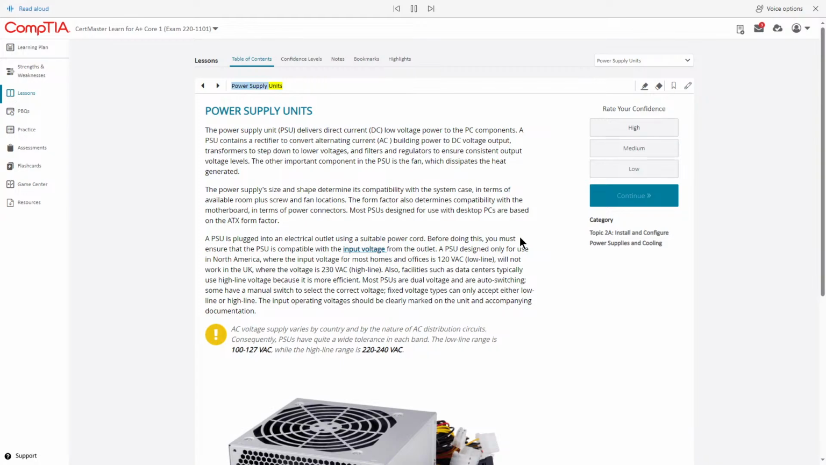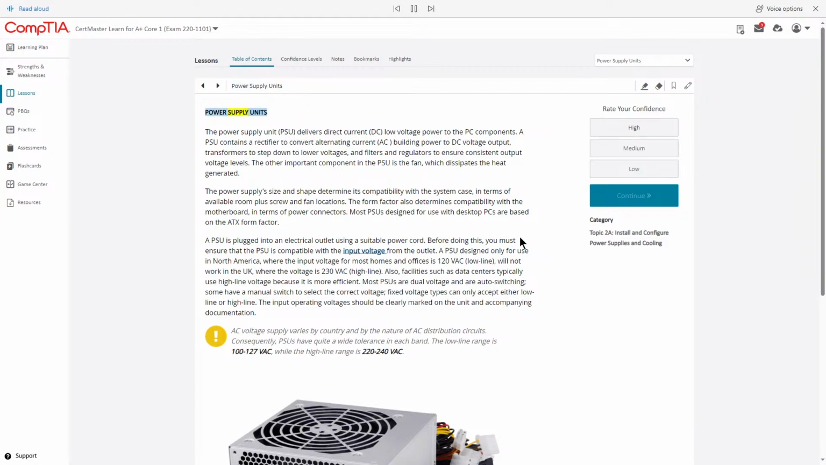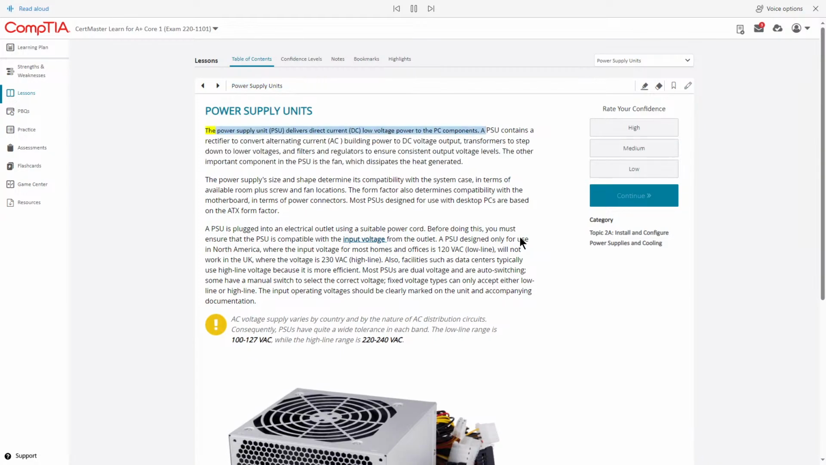Power supply units. The power supply unit, PSU, delivers direct current, DC, low voltage power to the PC components. A PSU contains a rectifier to convert alternating current, AC, building power to DC voltage output, transformers to step down to lower voltages, and filters and regulators to ensure consistent output voltage levels.